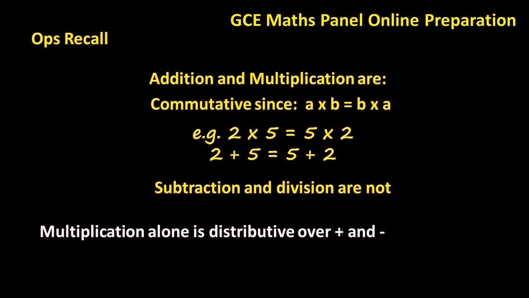Multiplication has another property which is unique to it. It is distributive over addition and subtraction. Let's look at an example of the distributive property. You have 2 into 5 plus 4, or for another example, 2 into 5 minus 4. So here we see that 2 into 5 plus 4 can be written as 2 times 5 in bracket plus another bracket 2 times 4. Here multiplication is distributive over addition. If I now replace the addition sign with subtraction, we say it is distributive over subtraction.